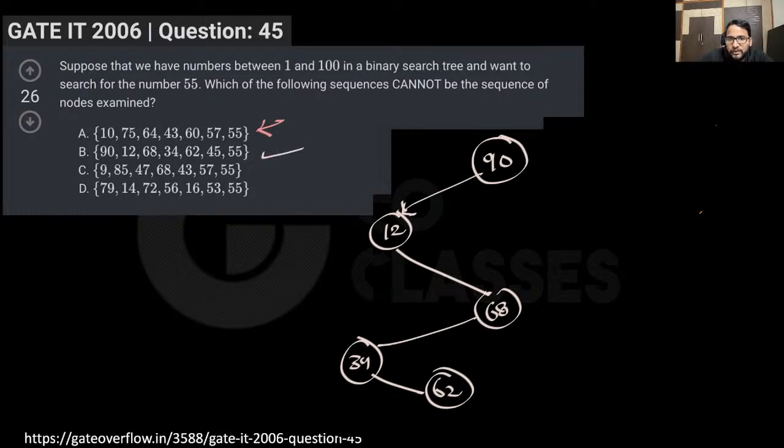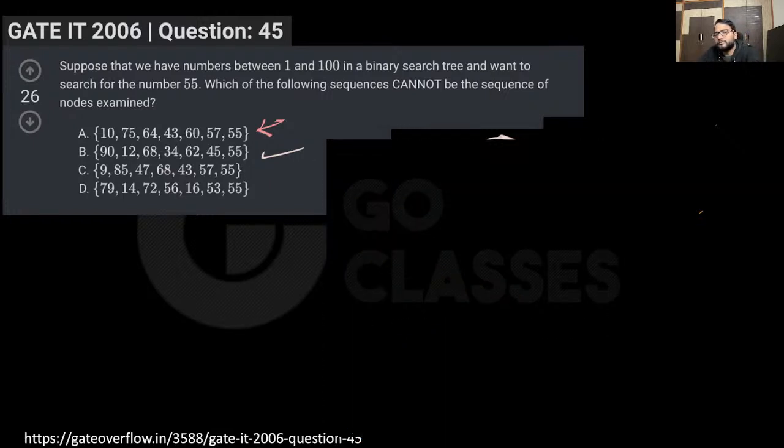So these two sequences are possible. Now let's just see if C is possible or not. And then we will be solving this question with some other method, which is a very good method.